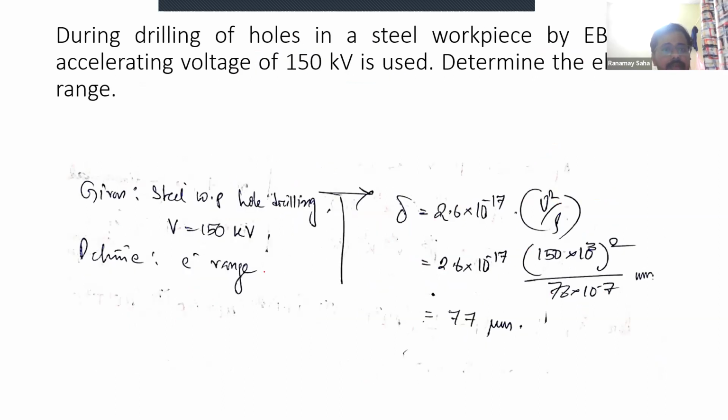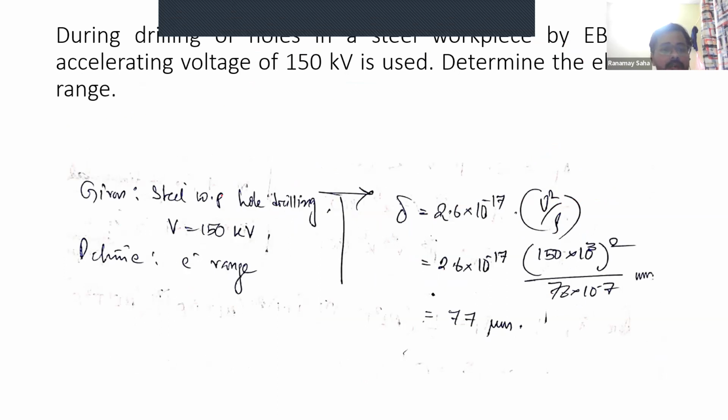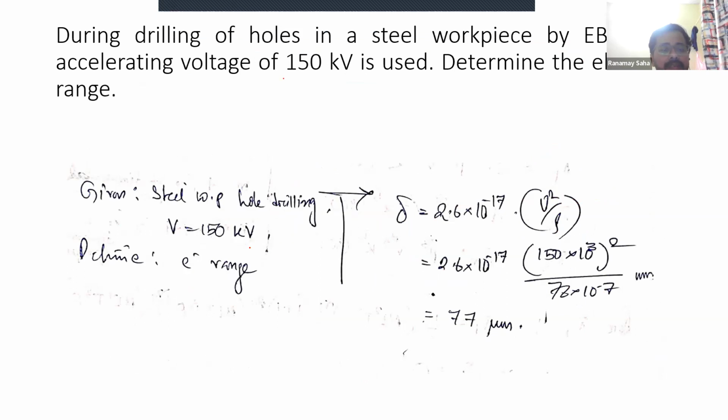So that said, the next question was about determination of the electron range, and in that case, your accelerating voltage was 150 kilovolts, and then you have to find the electron range. That's a simple relation. We had discussed it in our earlier slides. And the penetration range delta is given by 2.6 times 10 to the power minus 17.